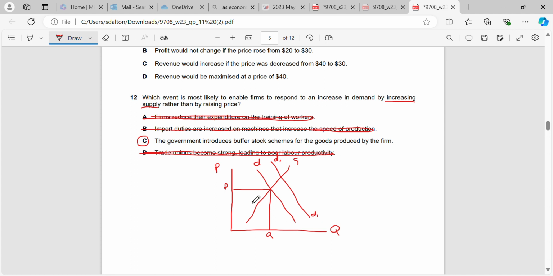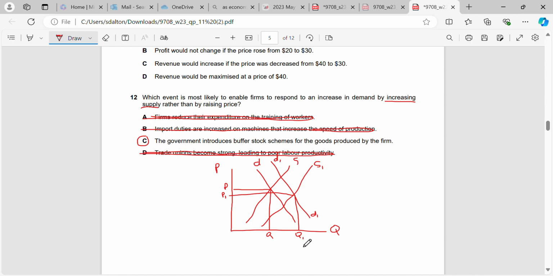However, when we have a buffer stock scheme, we may be able to increase our supply level, which may bring down our price or keep our price the same, depending on whether the shift in the supply is the same as the shift in the demand. So what happens in this case? So why does that happen? Why do we have an increase in the supply?